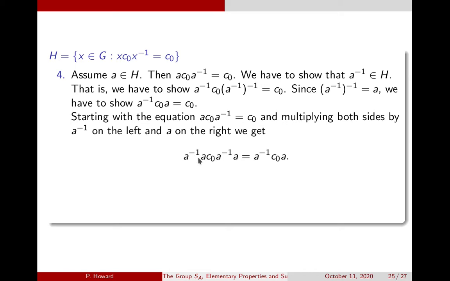And now combining the A inverse and the A, which occurs at two places here, we have E times C0 times E equals A inverse C0 A. And E is the neutral or identity element, so E times C0 times E is C0. This is what we had to show that A inverse was an element of H. It's this equation with the sides reversed.